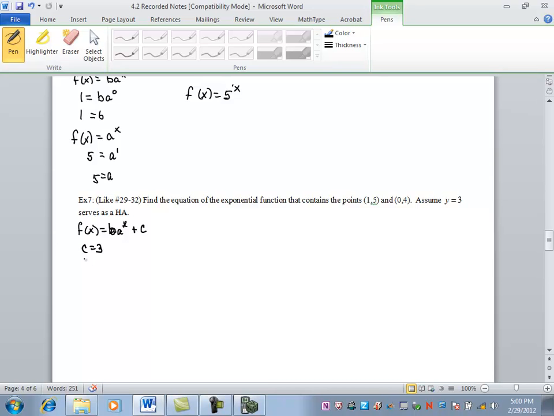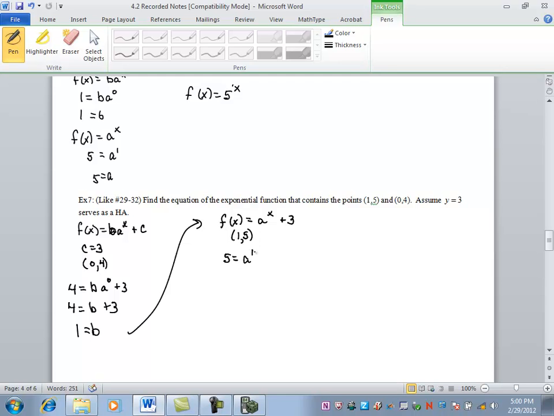We're given the point 0, 4. So 4 equals b times a to the 0 plus 3. So 4 equals b plus 3. b equals 1. And so now here's where we're at. f of x equals 1 a to the x plus 3. We make use of our point 1, 5. And so 5 equals a to the 1 plus 3.